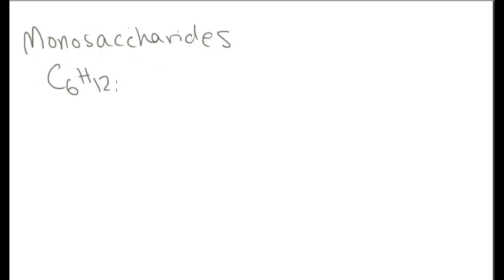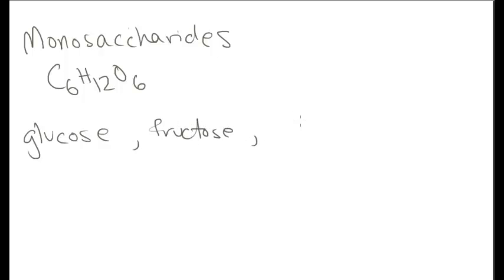The first is monosaccharides. Monosaccharides have a chemical formula C6H12O6 and are considered to be the building blocks of all carbohydrates. So that would include, as we'll talk about later, disaccharides and polysaccharides. Some examples of monosaccharides include glucose, fructose, and galactose.